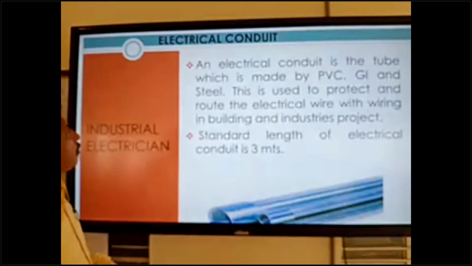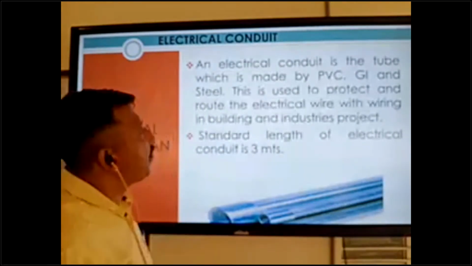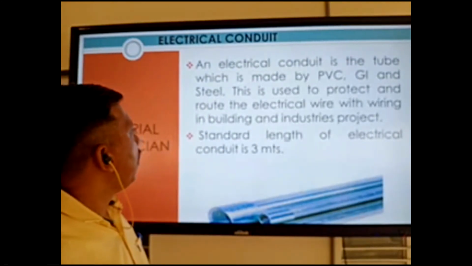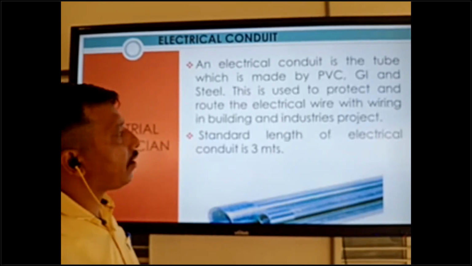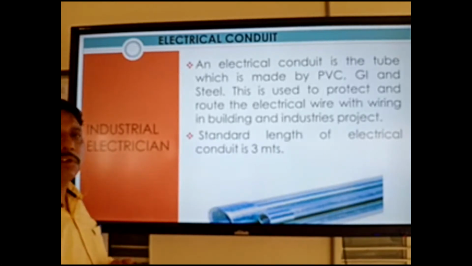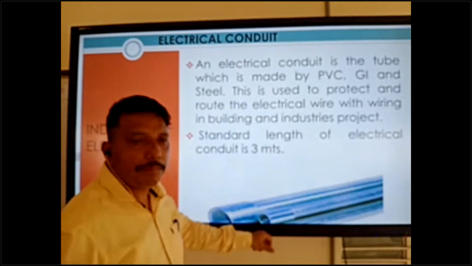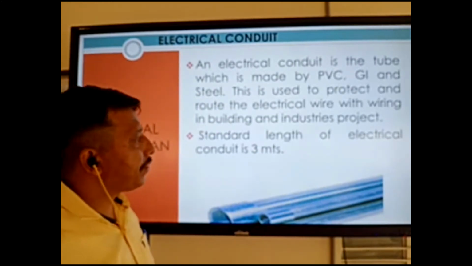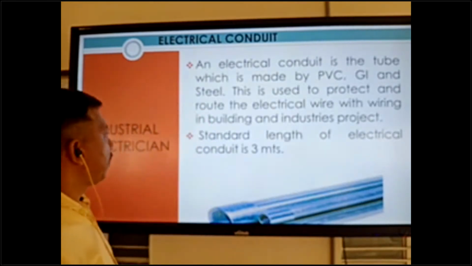Electrical conduit. So an electrical conduit is the tube which is made of PVC, GI and steel. This is used to protect and route the electrical wire with wiring in building, industries or projects. So we can use it in building, industries or any type of project in the wiring system.